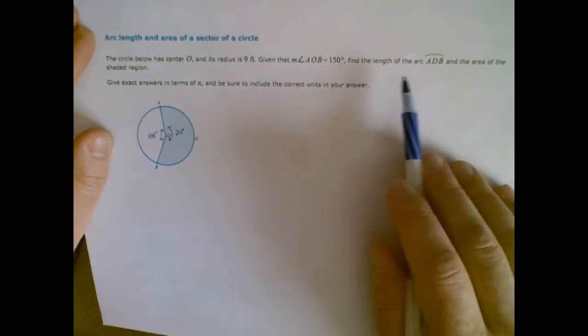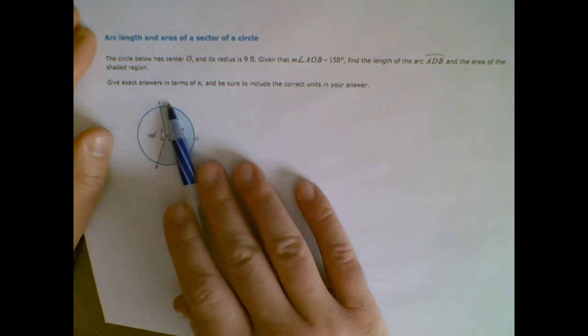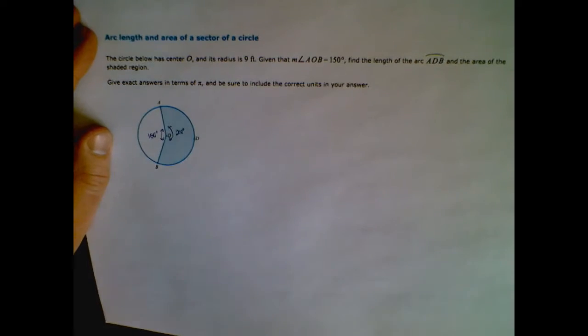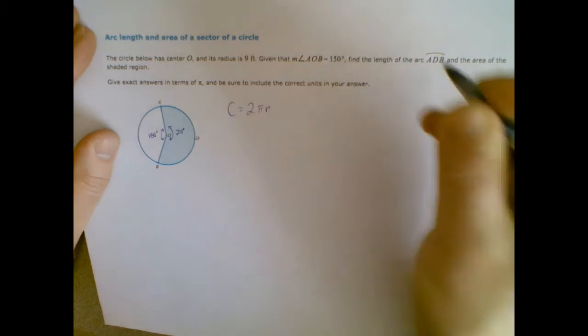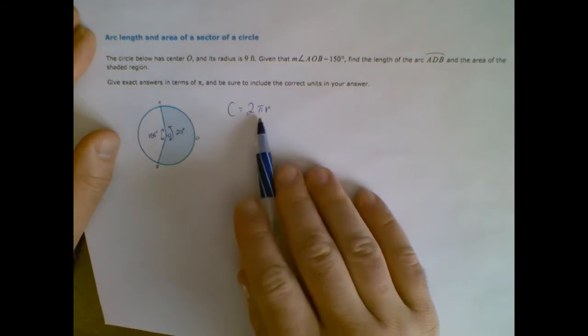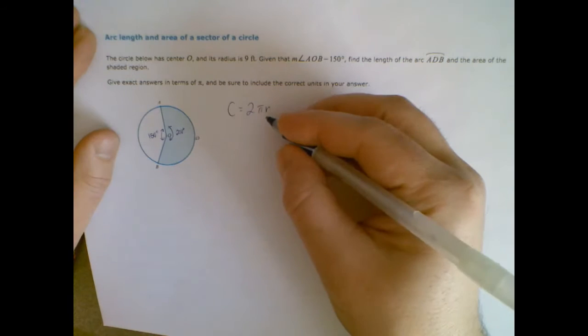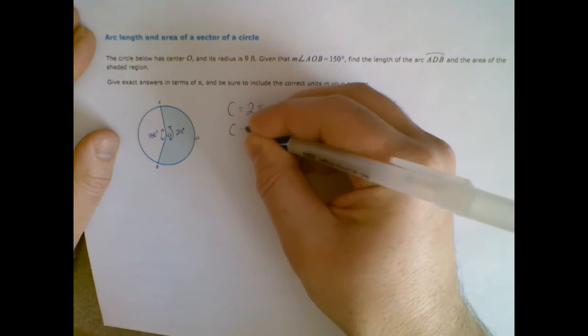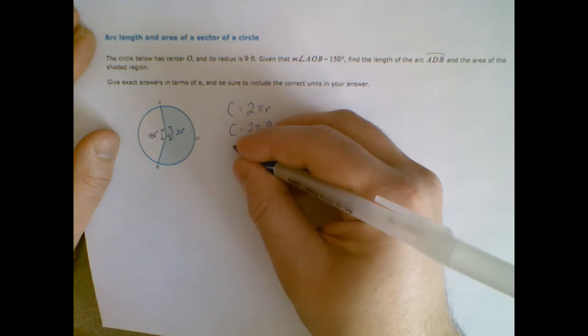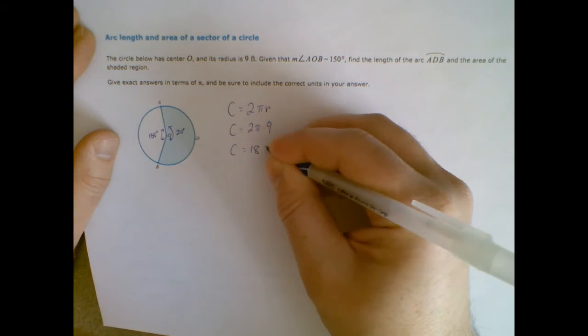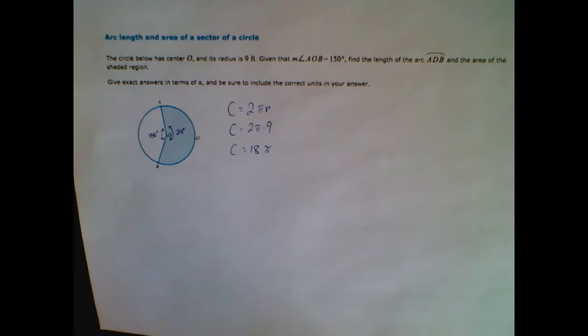So let's find the actual full circumference of our circle. So circumference equals 2 pi r. In this case, our r is 9 feet, right? So we have 2 pi times 9. So our circumference is 18 pi. The fact that we're not putting the pi in there actually makes it a lot nicer. We don't have to worry about rounding or anything like that.